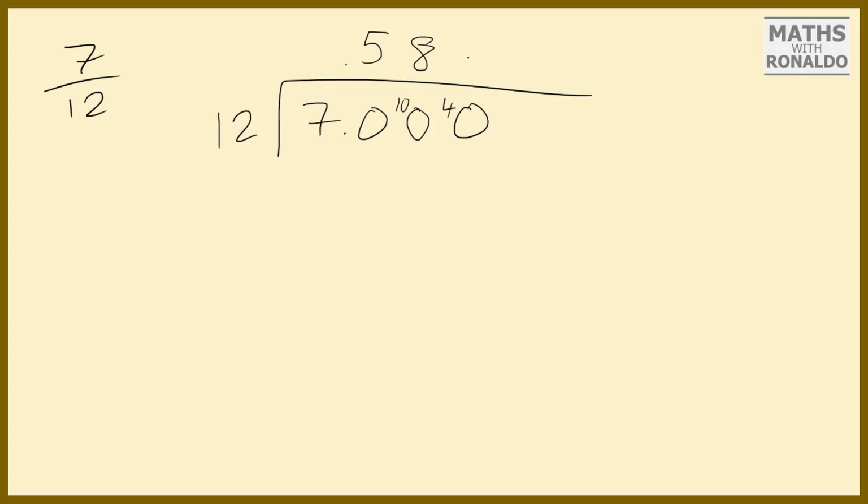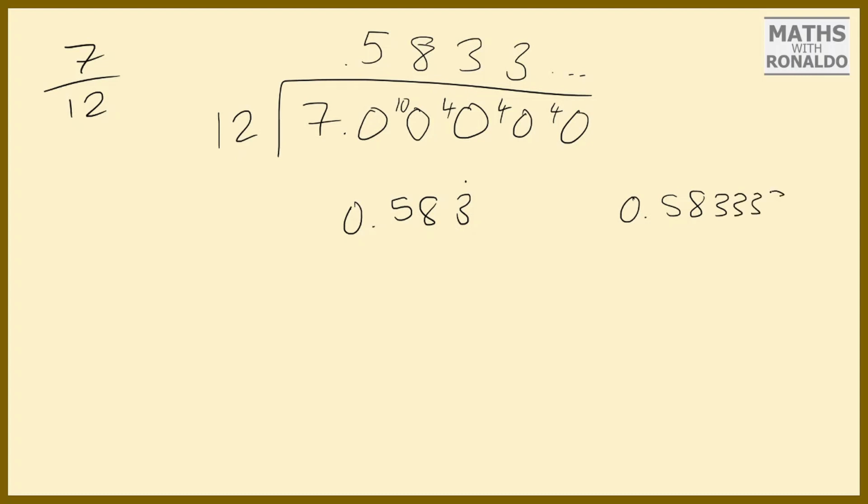12 goes into 40 3 times, and the remainder is 4. And you can see this will continue, so our answer is 0.583 recurring. And this dot on the top shows that the 3 recurs, so it's 0.5833333, and this will keep going on.